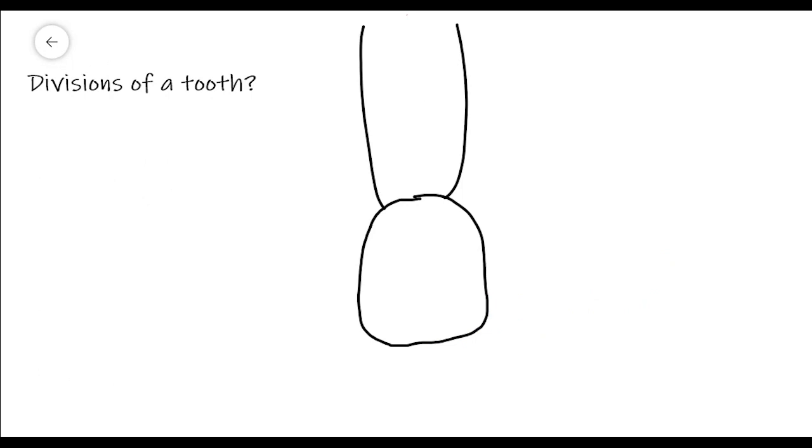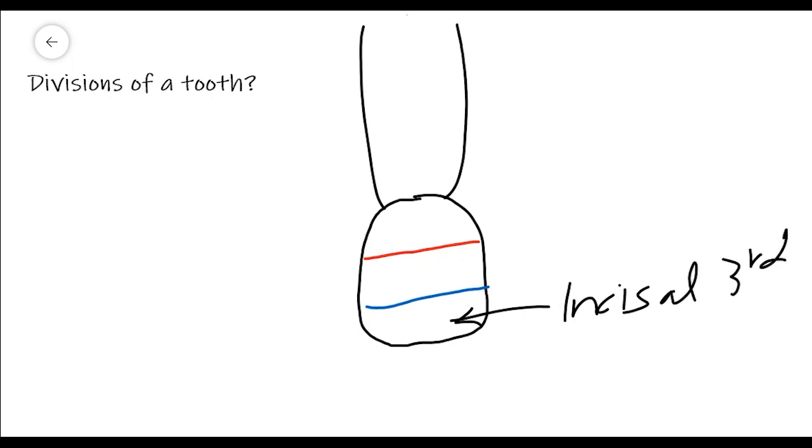Okay, now talking about divisions of a tooth. Now, a tooth can be divided into various portions that aid us to define its location. So, if you talk about the crown, the crown can be divided horizontally as well as vertically. So, first talking about the horizontal division, we divide the tooth like this and this. This part of the tooth in an incisor is called the incisal third. Third basically because it's divided into three parts, so it's called the incisal third.